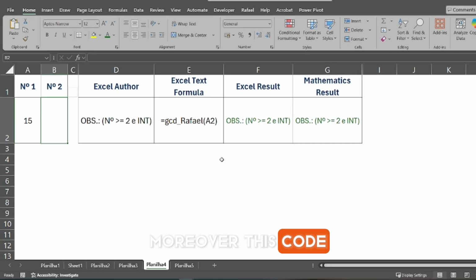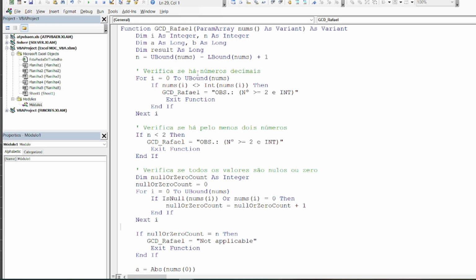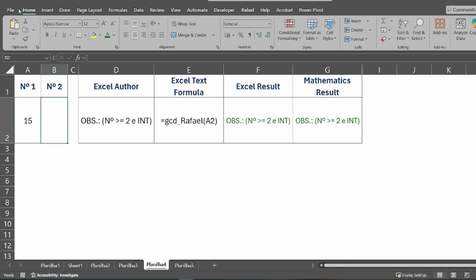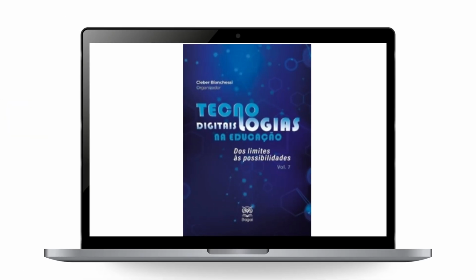Moreover, this code can make a significant contribution to global education, facilitating learning and promoting the use of technology as a support for teaching.